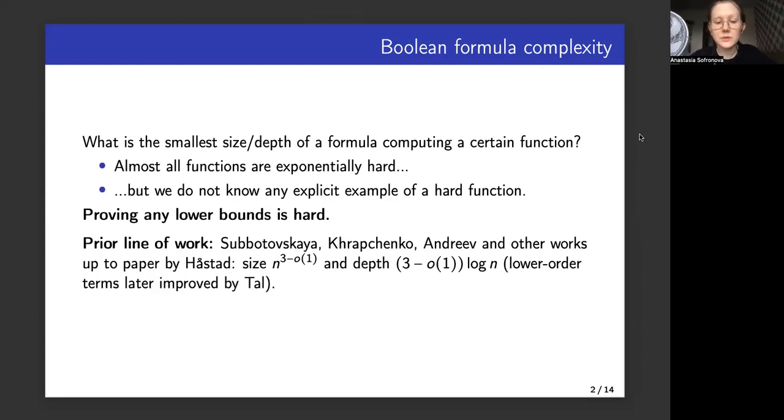Prior lines of work include papers by Subbotovskaya, Khrapchenko, Andreev, and other papers up to the celebrated result by Håstad, size n cubed and depth 3 log n lower bound. Later, in this result, lower order terms were improved by Tal. But essentially, this has been the state of the art for more than 20 years now. And it's not quite clear where we go from that.